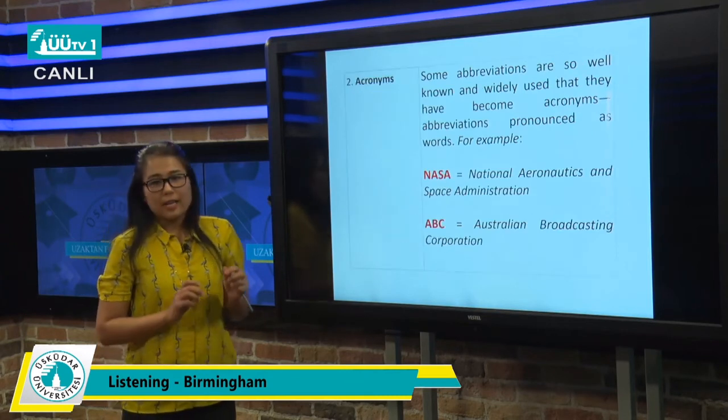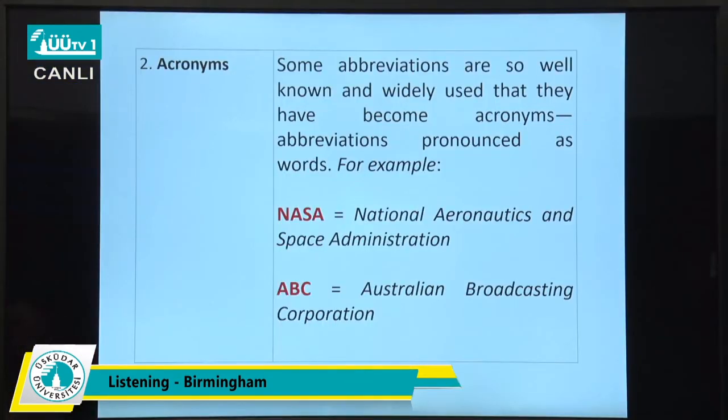So let's look at these acronyms. What is the acronym at first? Some abbreviations are so well known and widely used that they have become acronyms. For example, NASA. We pronounce it as a word, NASA. Actually, when you say that, its full name is National Aeronautics and Space Administration. How about ABC? Australian Broadcasting Corporation. We call them acronyms. By taking all initial letters of each word, it becomes an acronym.